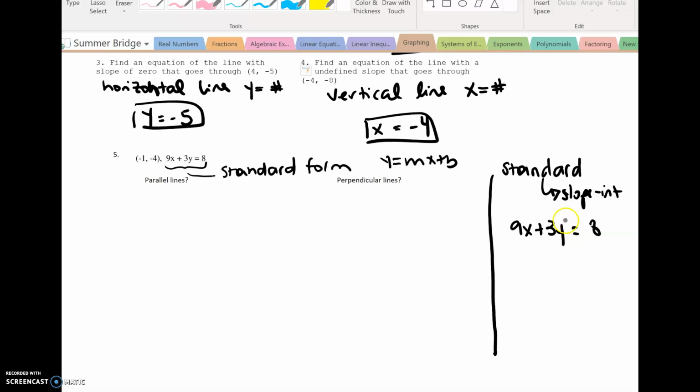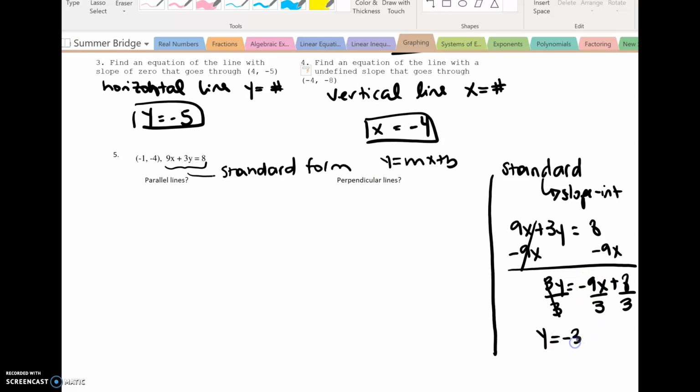So we want to get the y by itself. I'm going to subtract 9x from both sides. That's going to cancel, and I have 3y is equal to -9x plus 8. The next thing I'm going to do is divide every single thing by 3. So that's going to cancel, and I have y is equal to -9 divided by 3, which is -3x, and then 8 divided by 3 really doesn't simplify. It's just going to end up being a fraction.